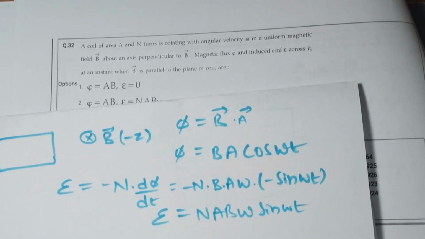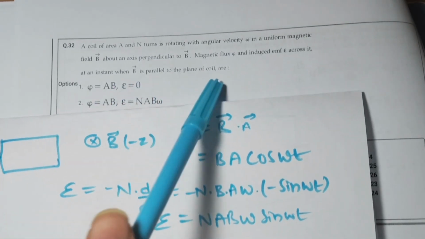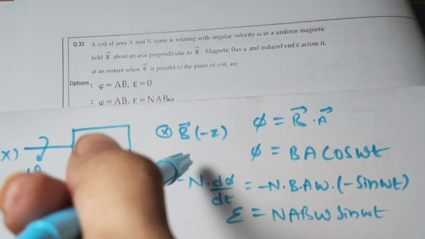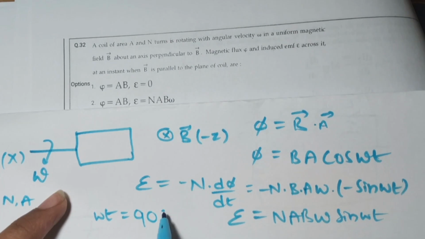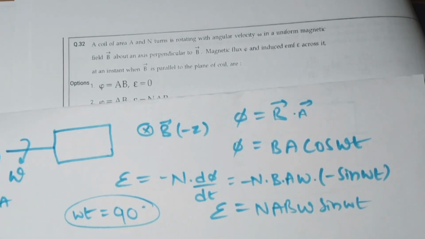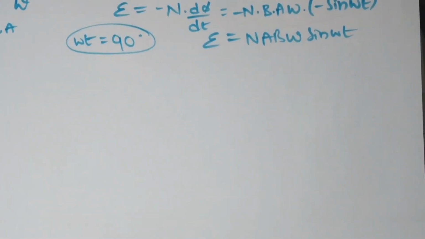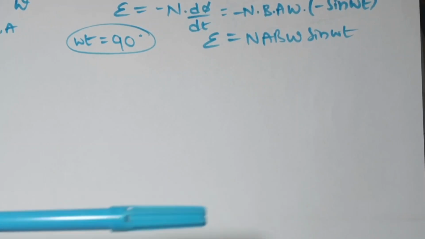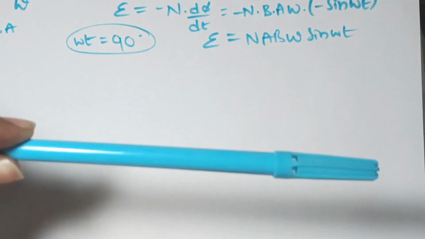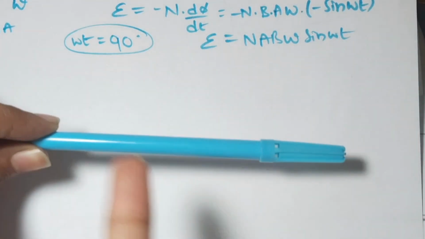He was asking at an instant when B bar is parallel to plane of coil. When B bar is parallel to plane of coil or 90 degrees. See, I'm sorry. Area vector will be perpendicular to B bar, right? See, suppose this paper is in coil plane, then B bar also will be parallel to this coil, right? That means area vector is perpendicular to the B bar.